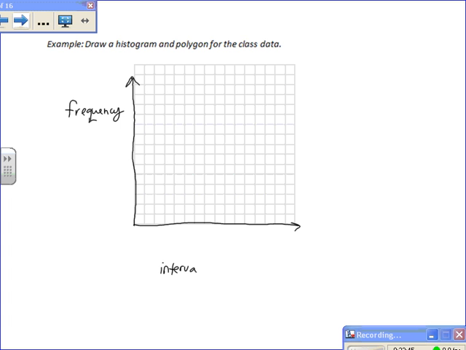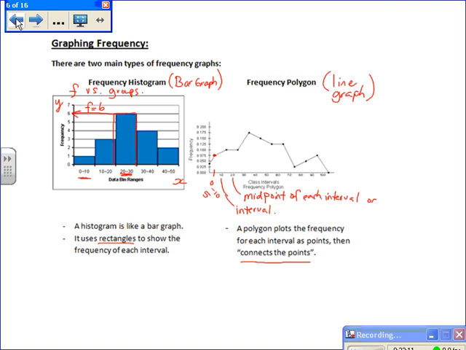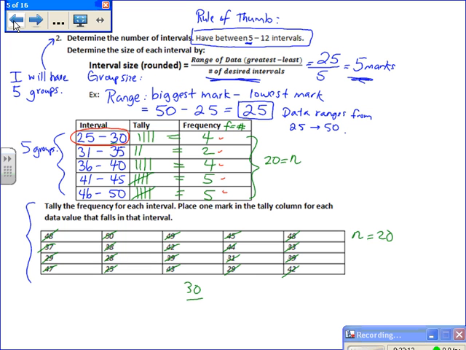I'm just going to leave some space because I want to be able to put the interval values underneath my x-axis. So let's first make a histogram, which is our bar graph. So we're going to have to use our data in order to do this. We're going to go back to using our frequency table. We're going to look at, well, how many intervals did I have and what were their values? So let's go back for a moment and have a look at the frequency table that we made. And here it is right here.